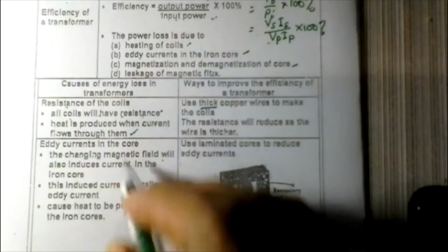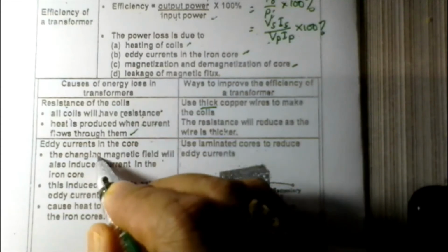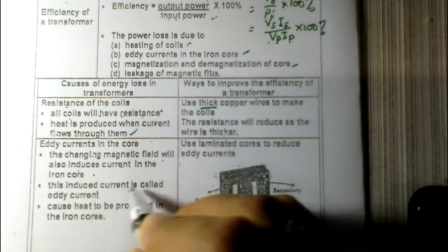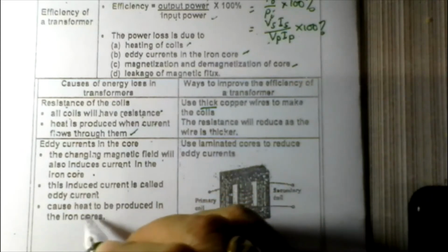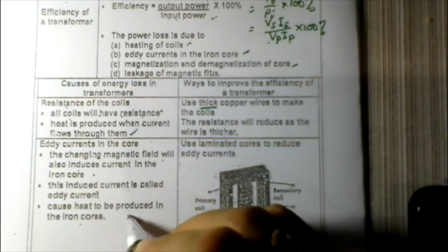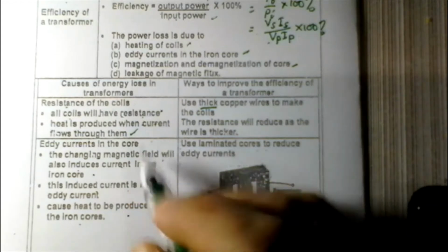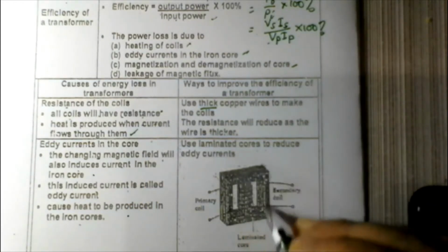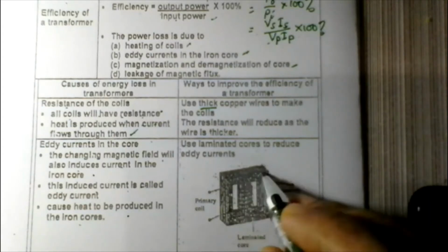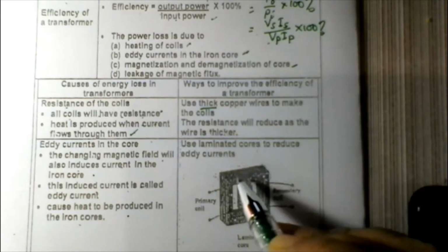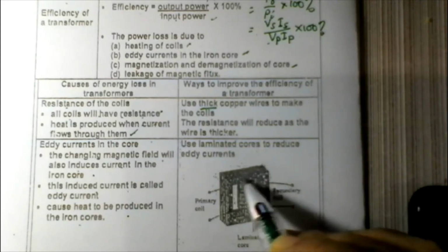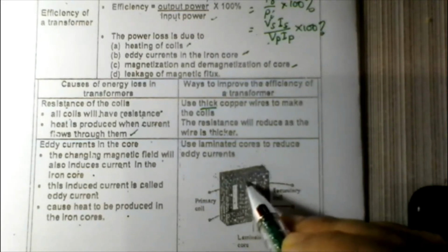Okay, second, eddy current in the core. The changing magnetic field will also induce current in the iron core. This induced current is called eddy current, which causes heat to be produced in the iron core. Okay, so normally we just discuss that there will be a changing magnetic field that links to the secondary coil, but at the same time there will also be some changing magnetic field that occurs in the core itself.